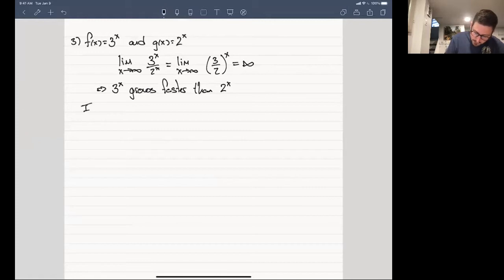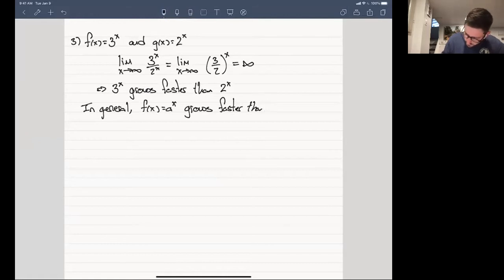And we can actually put this in general. You can say that f of x equal to a to the x grows faster than g of x equal to b to the x when a is bigger than b, which is bigger than 1. Right? So now the base matters for these exponential functions.